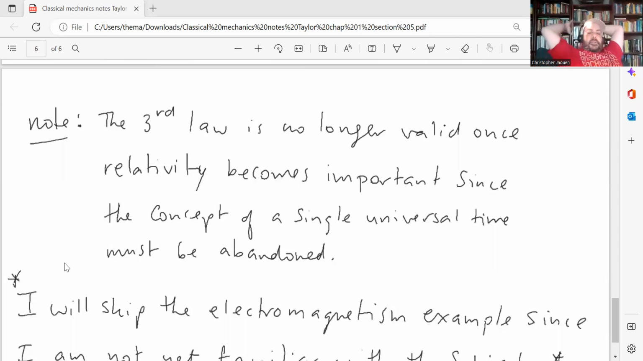All right, so this is pretty much the end of that section. There are just a couple of other notes and things to mention. Here I wrote a note: the third law is no longer valid once relativity becomes important, since the concept of a single universal time must be abandoned. So, I guess once you get to relativity, things will be a lot more complicated, not surprisingly, right?